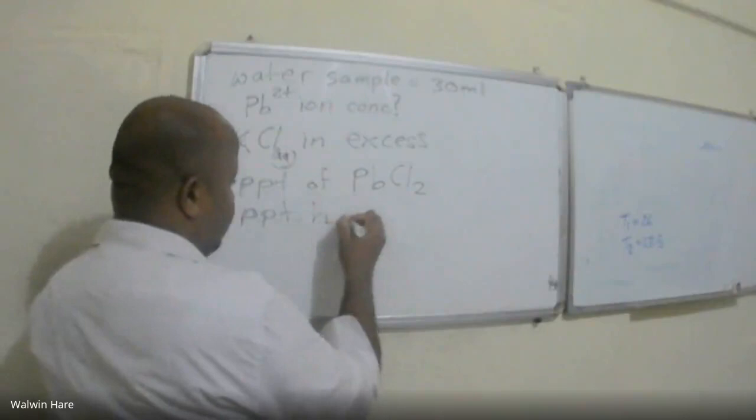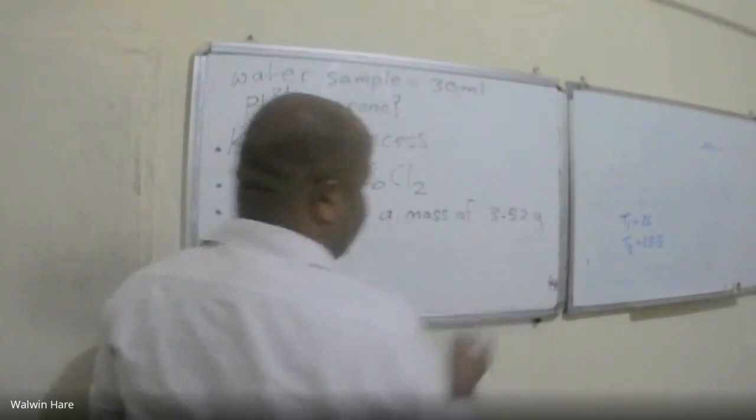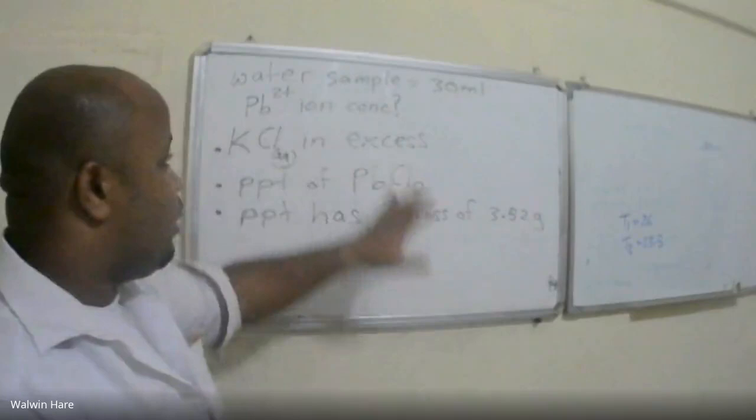Precipitate has a mass of 3.5 grams, 3.52 grams. Alright? It doesn't matter how long the question is, this is what it is centered around.